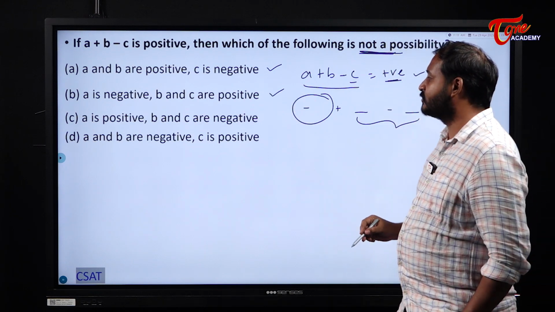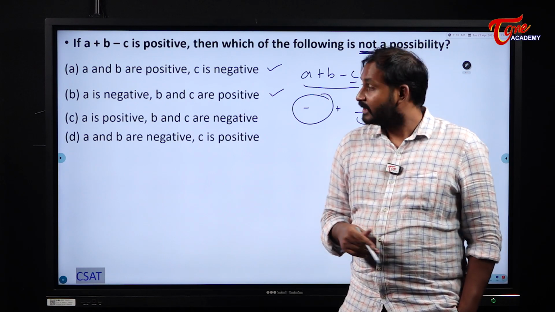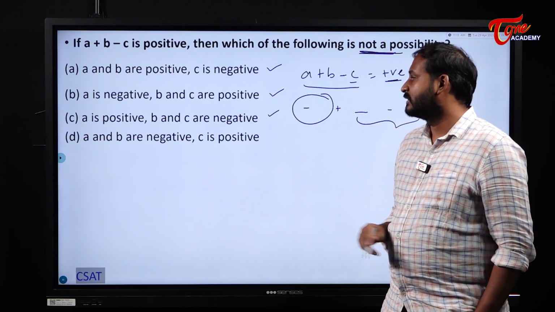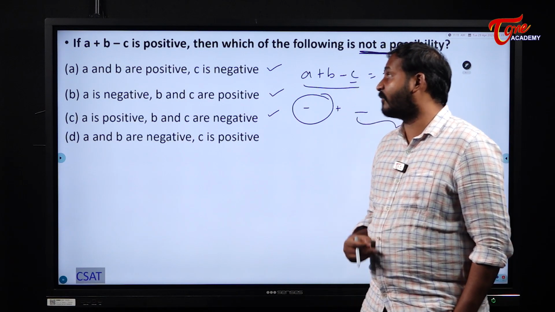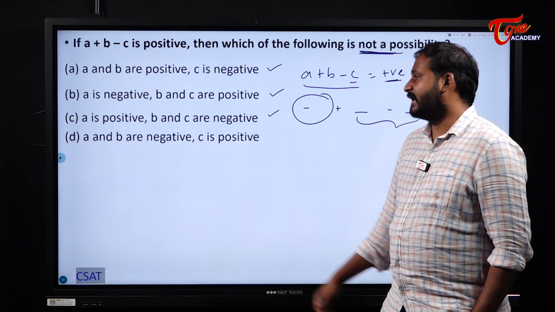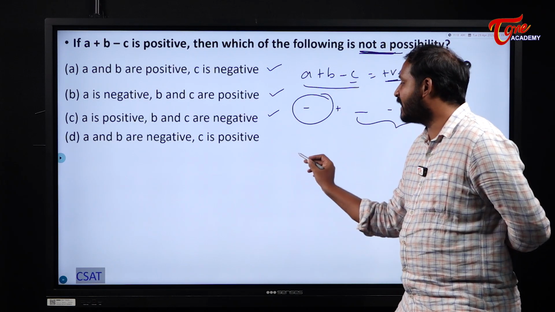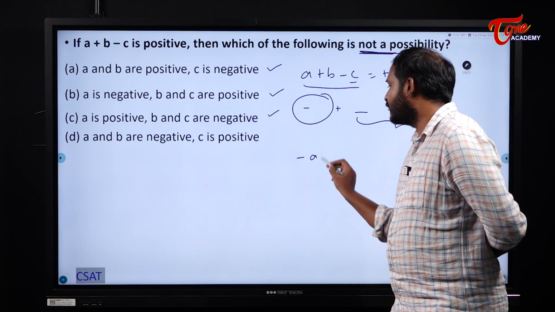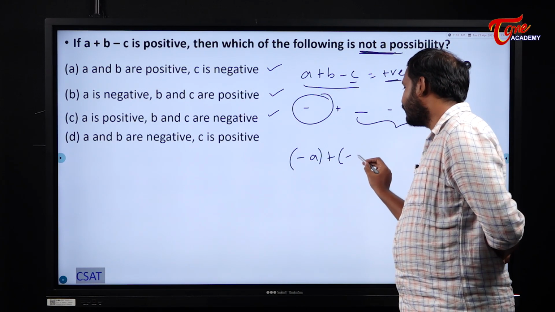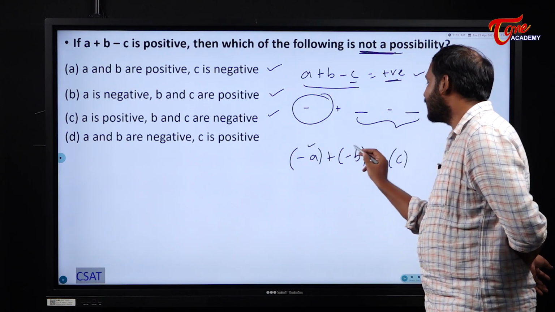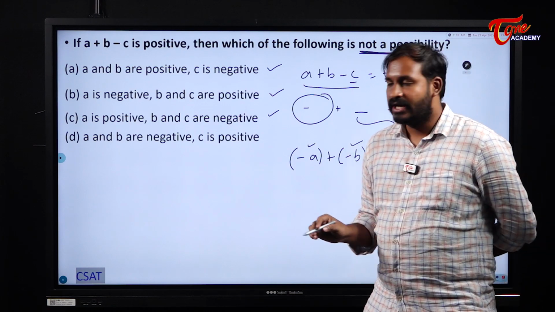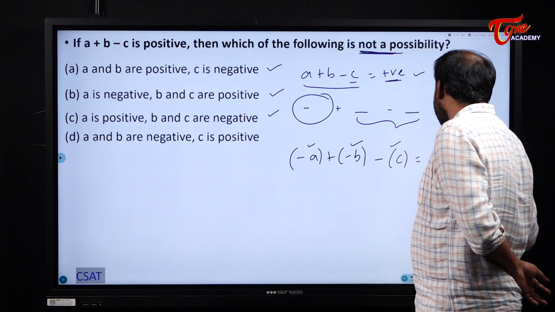Next, A is positive, B and C are negatives. This one is also a possibility. The chance is there. Next, A and B are negative, C is positive. A and B are negative means what? Minus A plus minus B, and C is positive means just C. Now minus A, minus B, minus C, all are negative. And the answer also I will get in a negative manner, right?